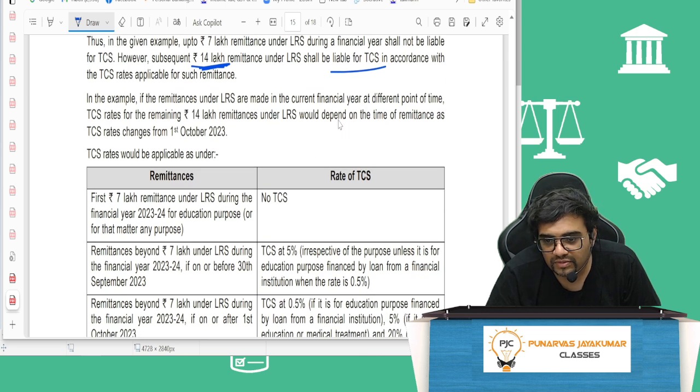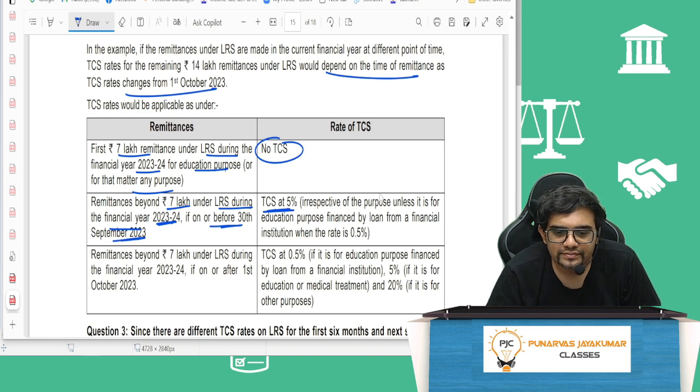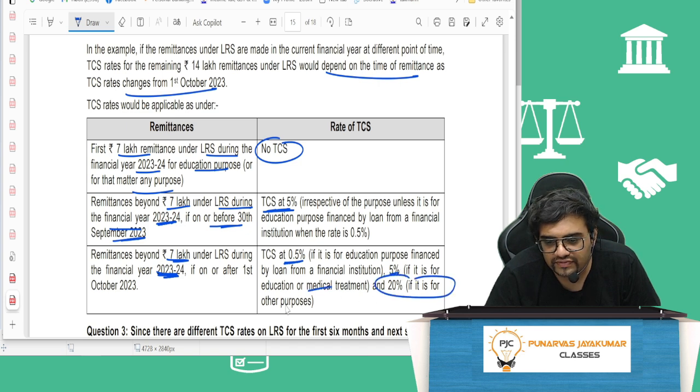And it depends on the time of remittance also, as the rates are changing from 1st October. Let us say 7 lakh was during financial year 23-24 for education or any other purpose, no TCS, because whether it is before or after 1st October, it is the same. Beyond 7 lakh under LRS during financial year 23-24, on or above 30th September, it is 5%. But if it is beyond 23-24, if it is an education loan, 0.5%. Education or medical treatment, 5%. Any other reason, 20%.